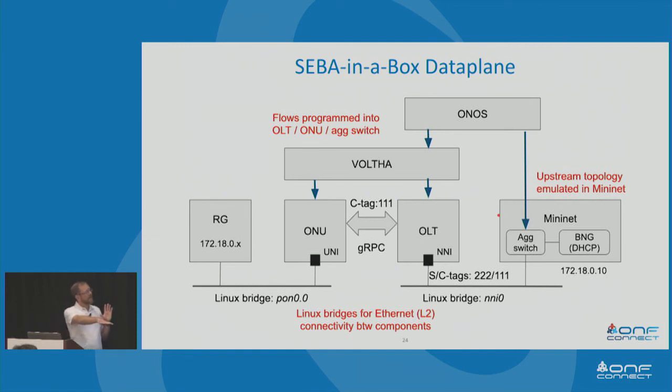Once we have this data plane set up, then VOLTHA and ONOS are running, and they are programming flows into this substrate, into the OLT and the ONU and the aggregation switch in order to set up the subscriber connectivity. So that's what the data plane looks like, and that's what we're going to set up.